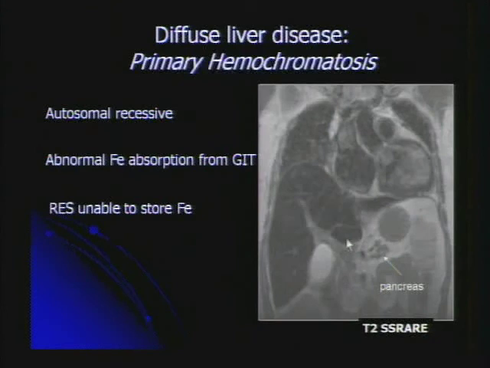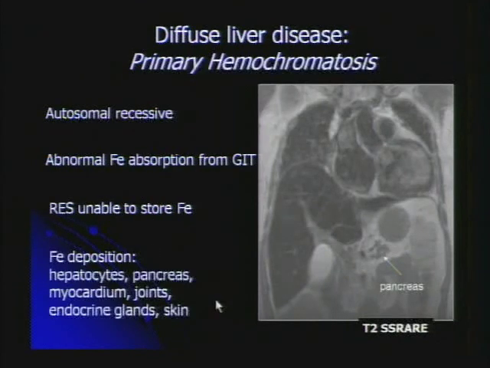Okay, let's talk about hemochromatosis. This is an autosomal recessive condition, which is associated with an abnormal absorption of iron from the GI tract, so much so that it cannot be stored by the normal reticuloendothelial system. Therefore, it's deposited in places where it shouldn't be, such as the heart, the pancreas, and within hepatocytes, not just Kupffer cells. So you get darkening of the liver.